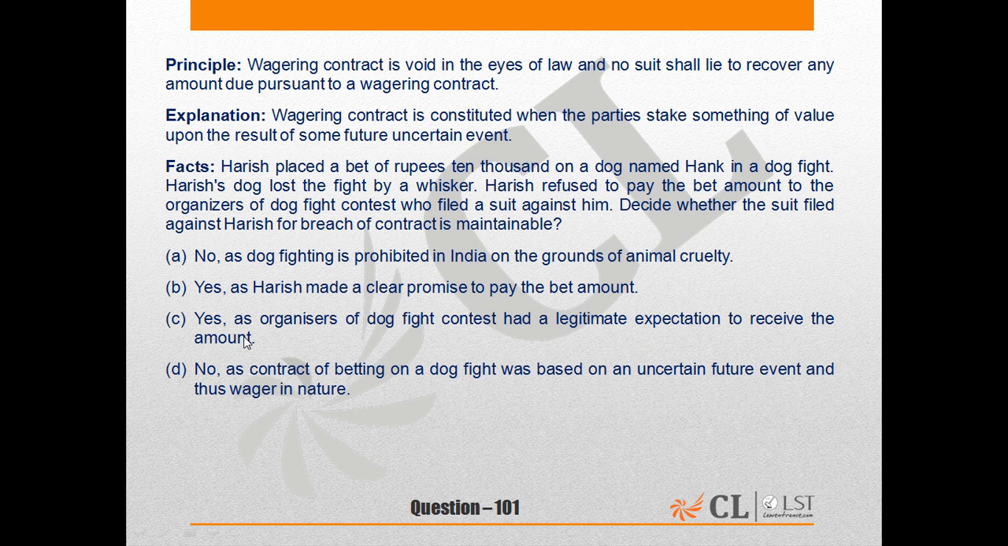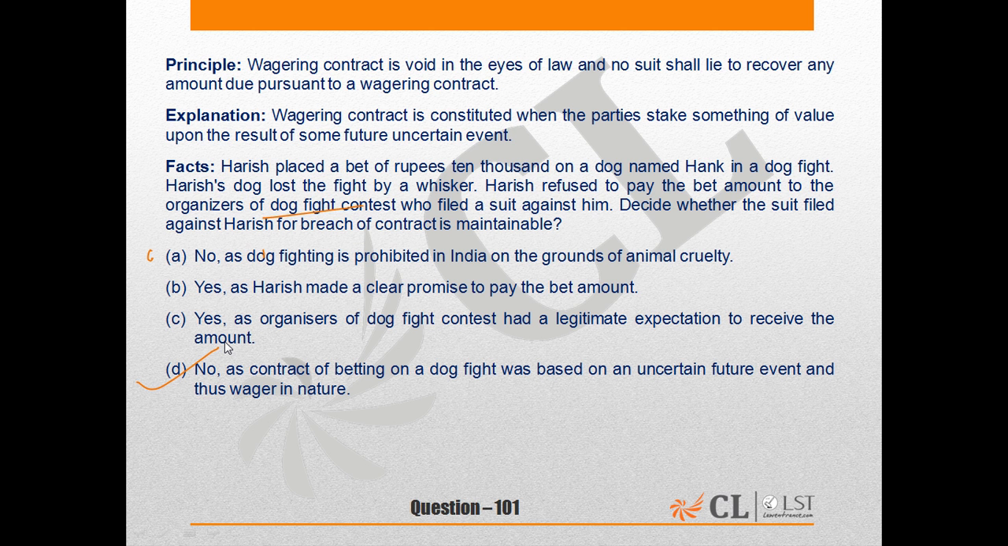Moving on to question 101. Again, an easy question talking about wagering contracts. The act on which the wager was made was a dog fight. So it is completely against the law, because it is based on a future uncertain event. Therefore, something like this is not allowed. Hence, the correct answer option would be B.